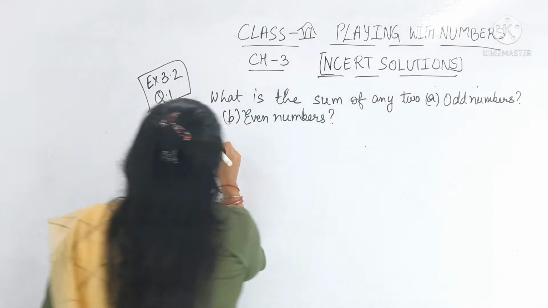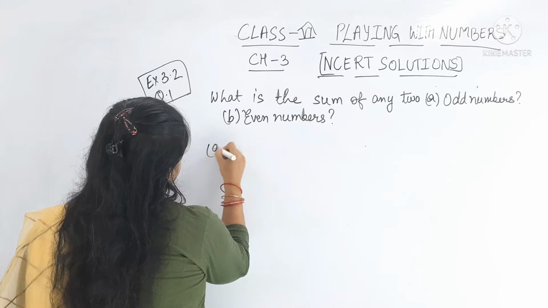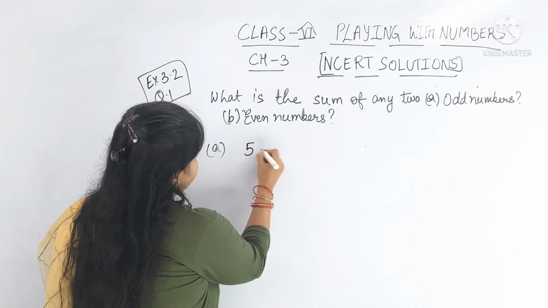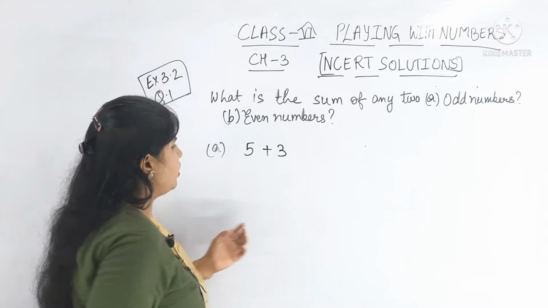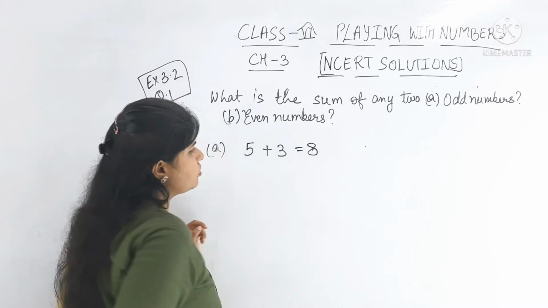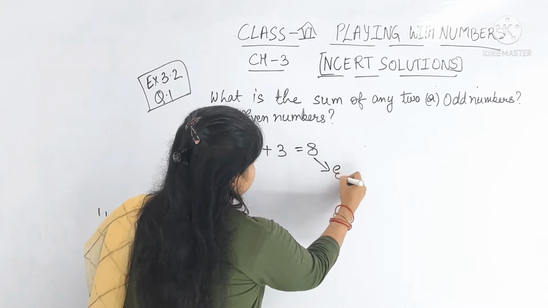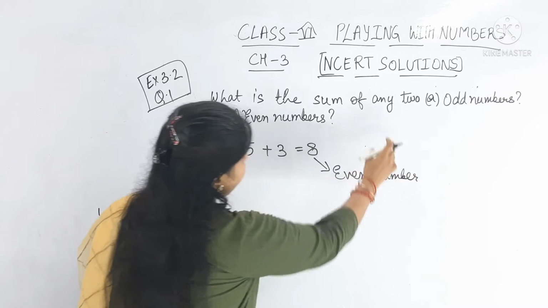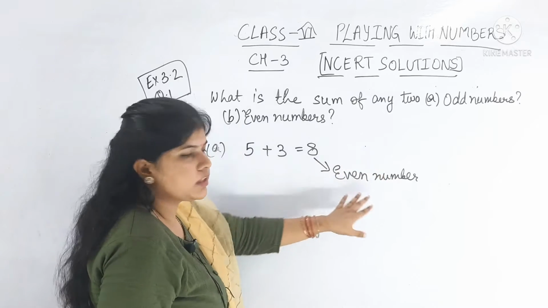Okay, so A, let's take odd numbers. Let's take 5 and 3. The sum is 5 plus 3, which is 8. So what I am getting is an even number. That is part A: the sum of any two odd numbers is an even number.